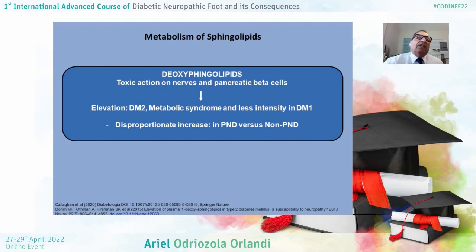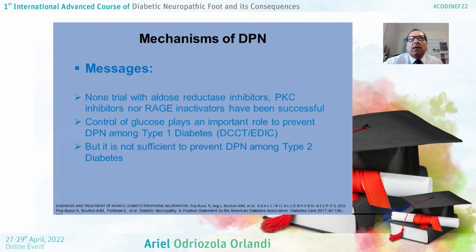This is the final message about DPN. No trial with an aldose reductase inhibitor, PKC inhibitor, or RAGE inactivator has been successful. Another point is that glucose control plays an important role in preventing DPN among type 1 diabetes patients, as in the DCCT, but it is not sufficient to prevent DPN among type 2 diabetes.